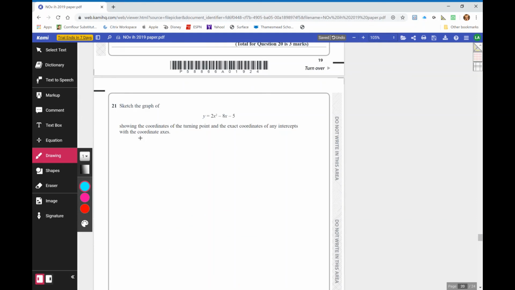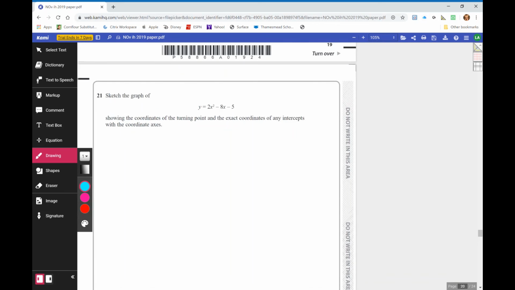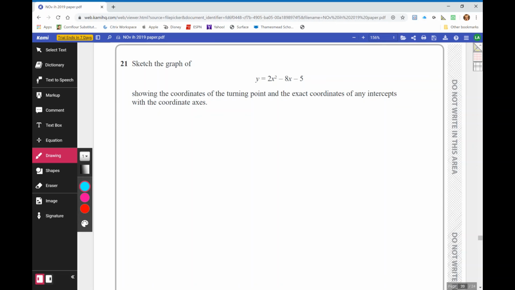Okay. So question 21. You have a quadratic and it wants you to sketch the graph of this, showing the coordinates of the turning point and the exact coordinates of any intercept with the coordinate axis. Okay, if you want the turning point, we are going to need to complete the square. So we may as well start, that could be our first point really to do that.